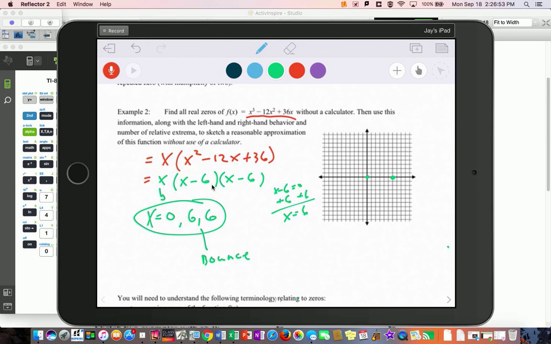Now remember, x cubed right here is S-shaped, positive. So it's going to start down here and end up here. So I pass through this one because it's multiplicity of 1, bounce off that one because it's multiplicity of 2, and there's your graph.